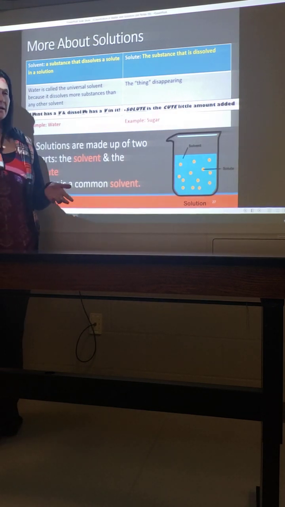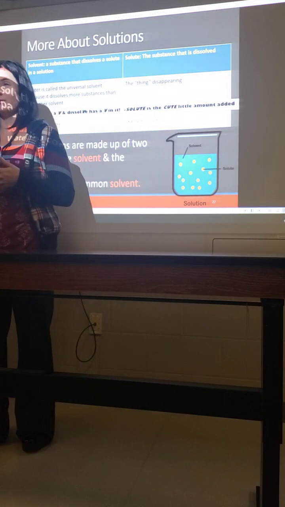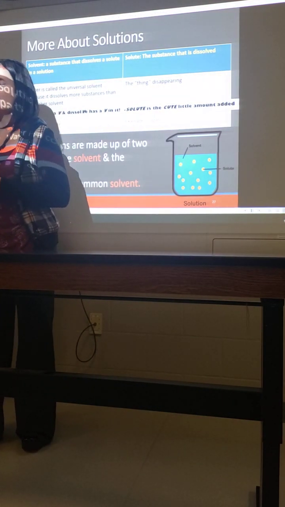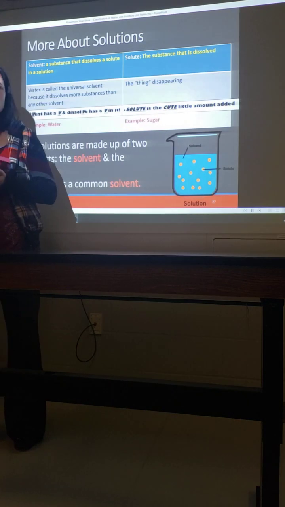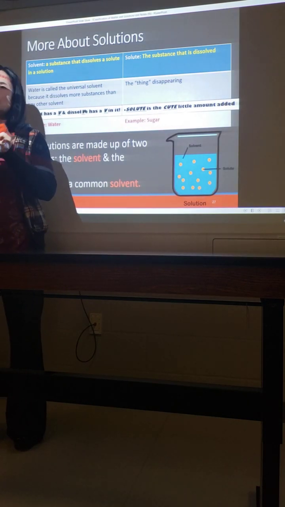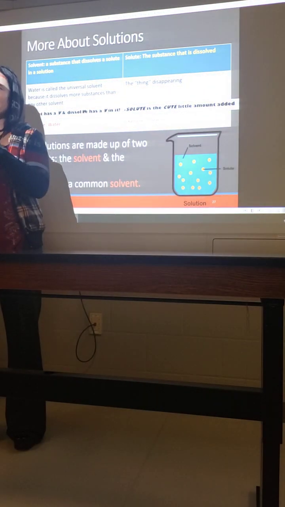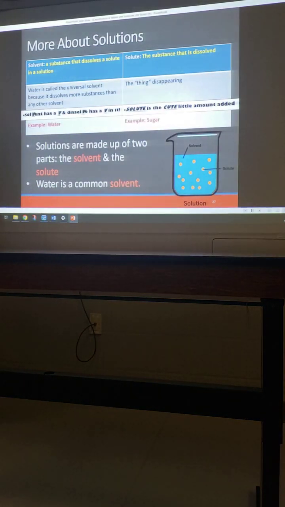So we'll do some practice with this. Again, we'll have a lab or two that deal with this. But you just have to ask yourself, what's the little thing? That cute little amount is going to be the solute. And the solvent has a V in it, and it's going to do the dissolving. And the whole thing is a solution.